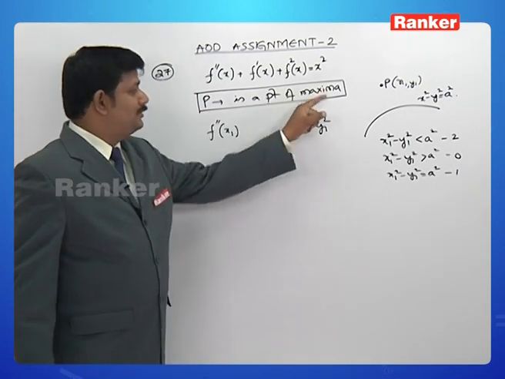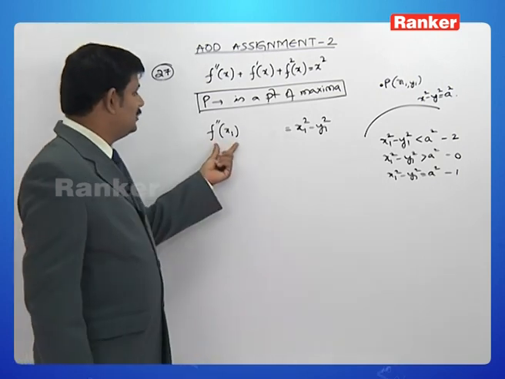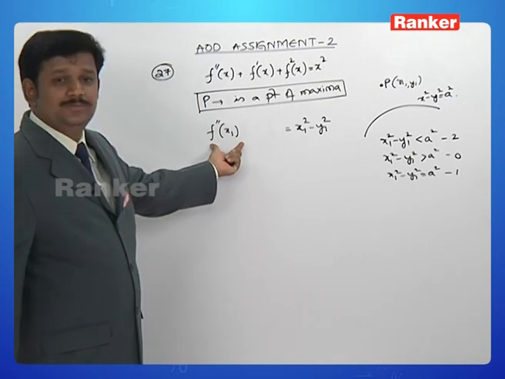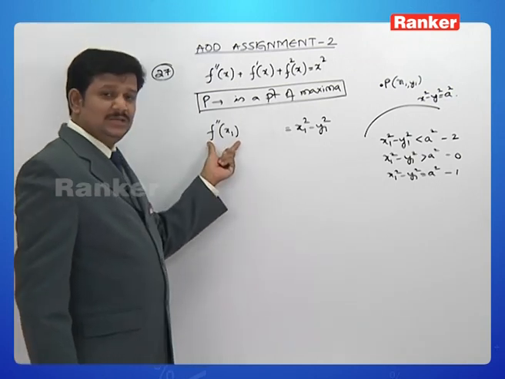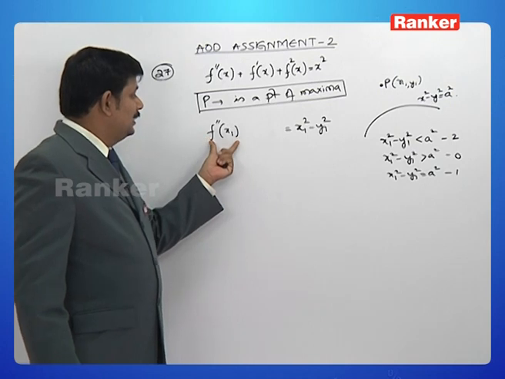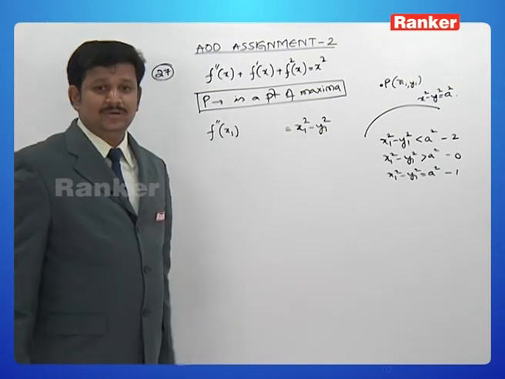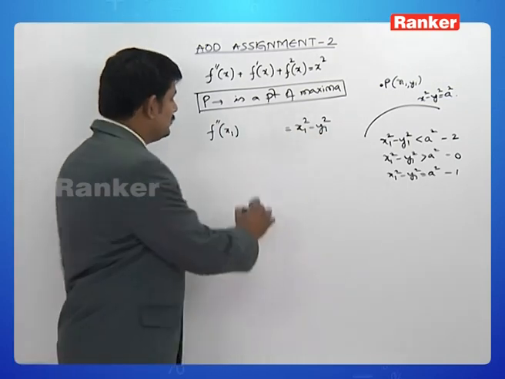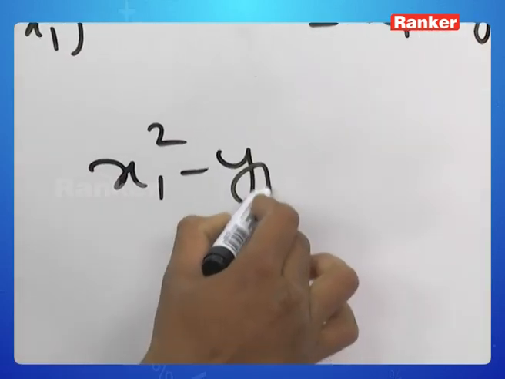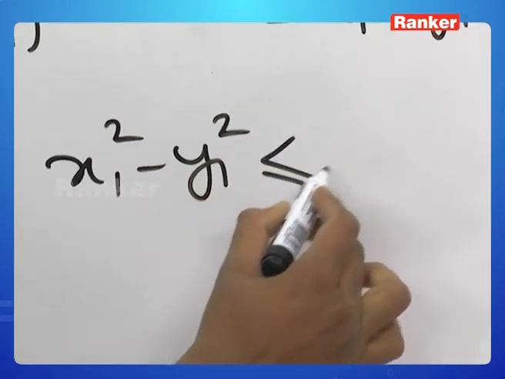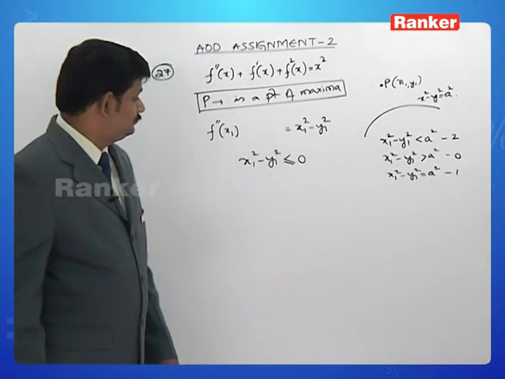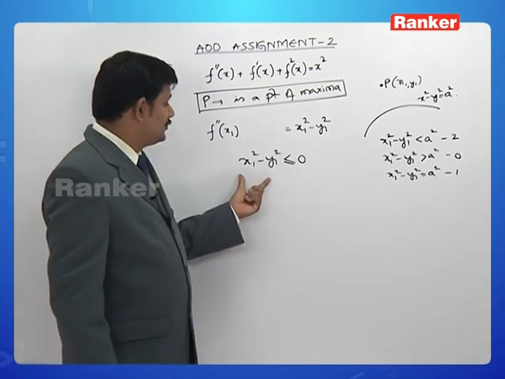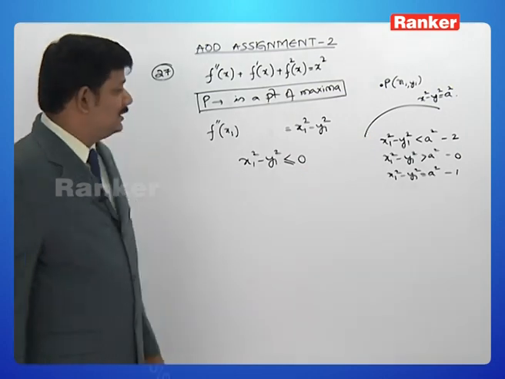Now P is a point of maxima, and at a point of maxima, the second derivative has to be negative or at most 0. So it has to be negative or 0, and that makes x1 square minus y1 square non-positive. So x1 square minus y1 square is less than or equal to 0, which will definitely be less than a square.